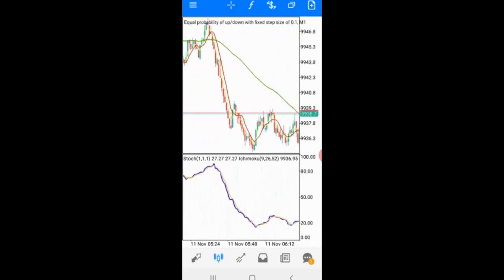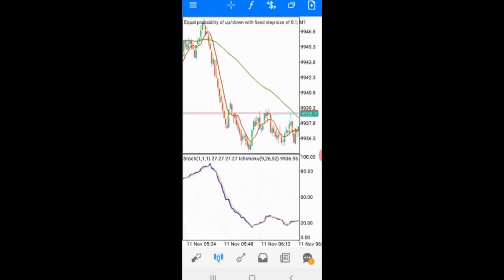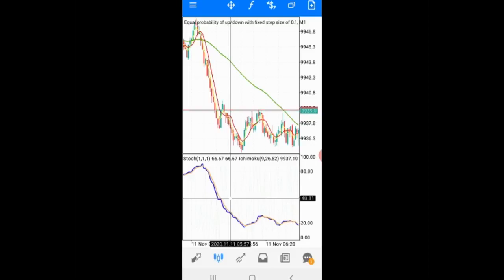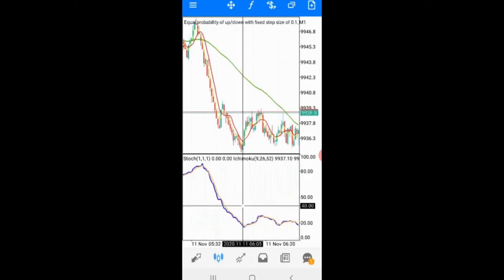Though at times it does break through the 50, it's not always. It's under a probability. It might break through, it might reverse, but you don't know.